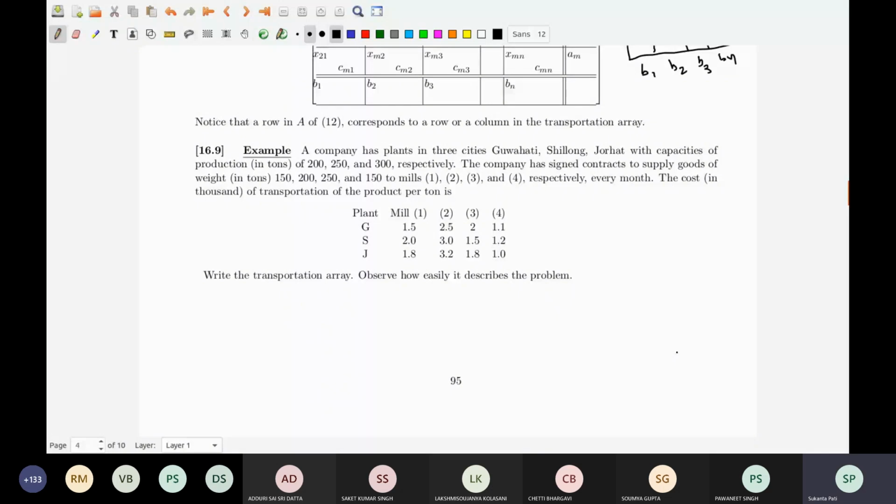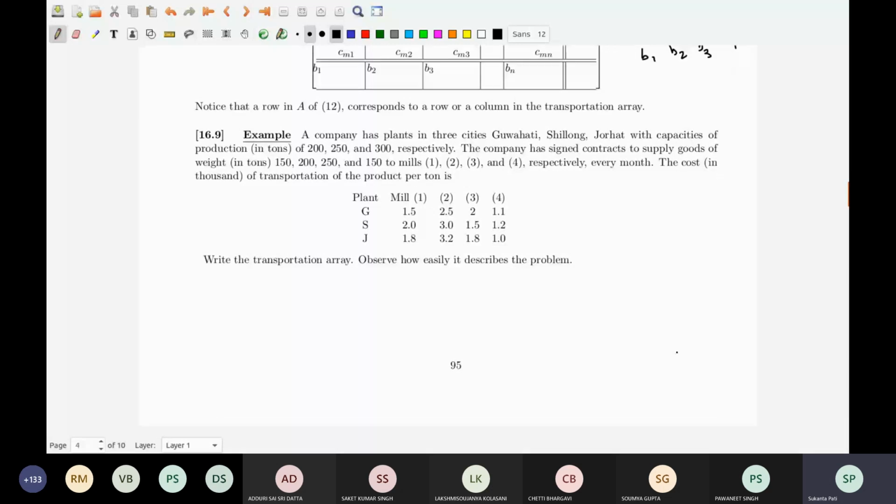If you want to transport 1 ton of goods from Guwahati to mill 1, the cost is 1.5. From Guwahati to mill 2, it is 2.5. To mill 3 it is 2, to mill 4 it is 1.1, like that. So now the question is, write the transportation array. You can easily write it down; you do not have to watch me writing it. I understand that it is 3 sources and 4 sinks, so I will have a 3 by 4 table.